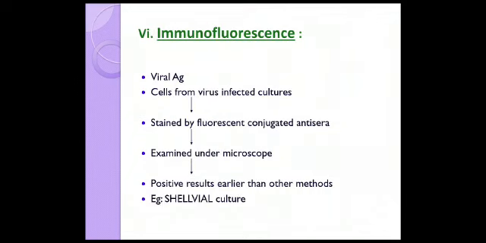The last method by which we can detect the presence of virus in a cell line culture is immunofluorescence. As I've already explained with the shell vial culture, this is just a small modification where cells from the infected cultures are treated with a fluorescent conjugated antisera. Antisera means it contains the antibodies, and they are examined under the microscope and will fluoresce if it is a homologous antibody. So these are the various methods by which we can detect the presence of viruses in a sample.